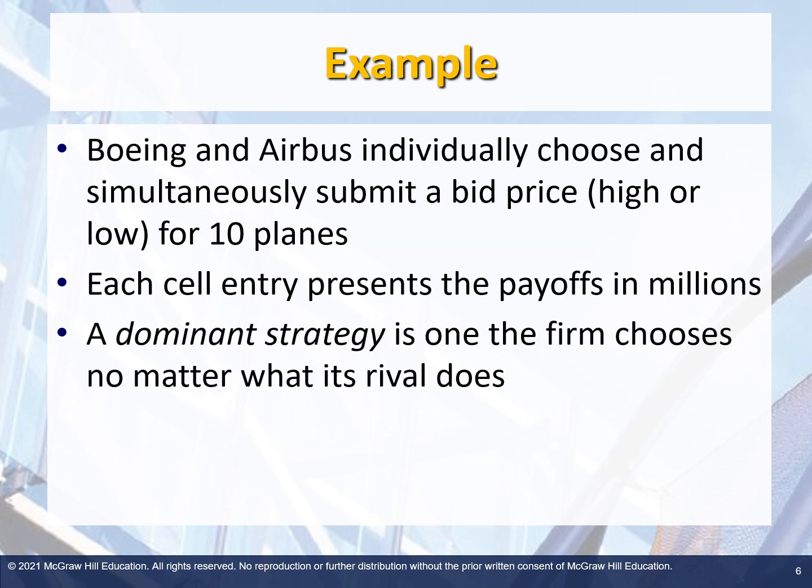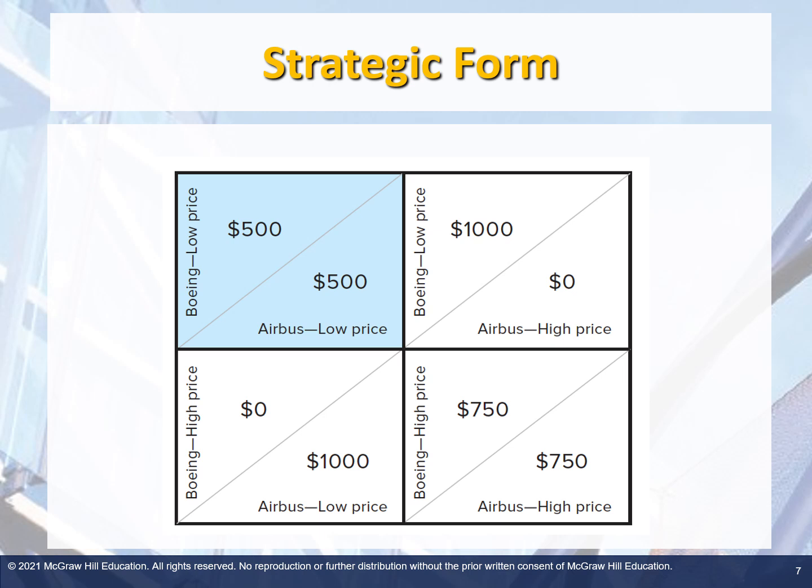Let's dive into our first real example. Boeing and Airbus are bidding for a major airline contract. They each have to submit sealed bids, high or low, without knowing what the other will build. Now look at this payoff matrix carefully. The numbers represent millions in profit for each company. Let's say Boeing is considering a high price bid. If Airbus also bids high, Boeing makes $750 million. But if Airbus bids low while Boeing bids high, Boeing gets nothing. They lose the contract and get zero.